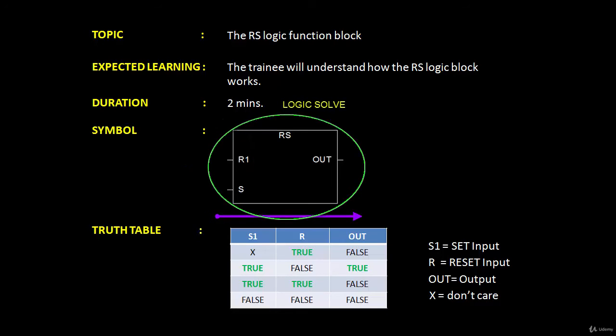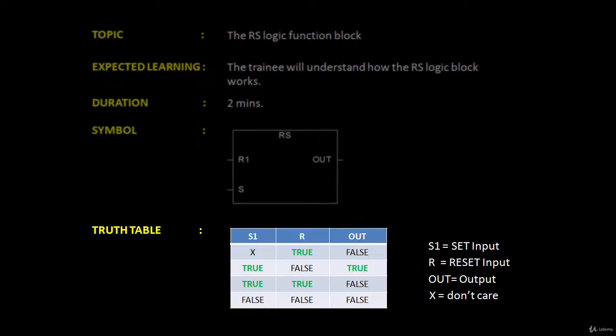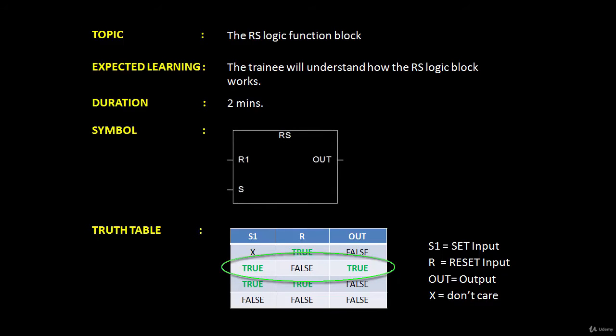the logic solve, and then the output. Looking at the truth table, output is a logic true if set 01 is a logic true, and it will retain output logic even if set 01 has changed to false, as long as reset 01 input is a logic false.